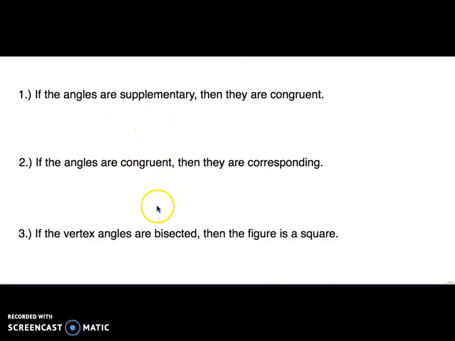Go ahead and read through these examples and see if you can figure out the truth value for each. Remember, in order for a sentence to be true, every time the hypothesis is true, the conclusion must be true as well. If your sentence is false, you have to provide the counterexample. So give a reason or an example of when the sentence is false. Good luck.